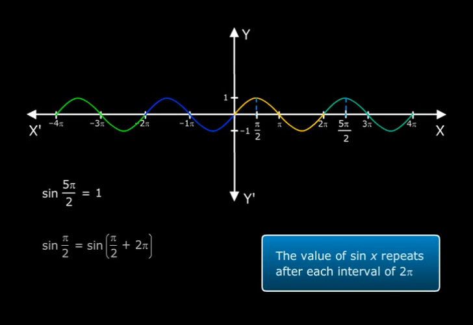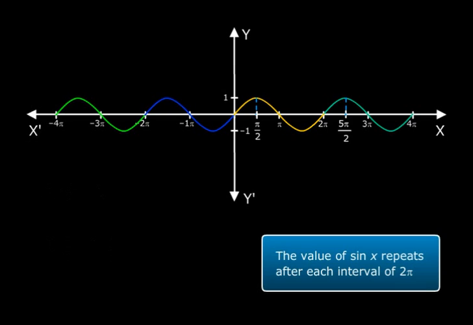So the value of sin pi by 2 equals the value of sin of pi by 2 plus 2 pi, or sin 5 pi by 2. You believe me now? In fact, this is a very important property related with the sine function. And we use this property to find the values of sines of very large angles.